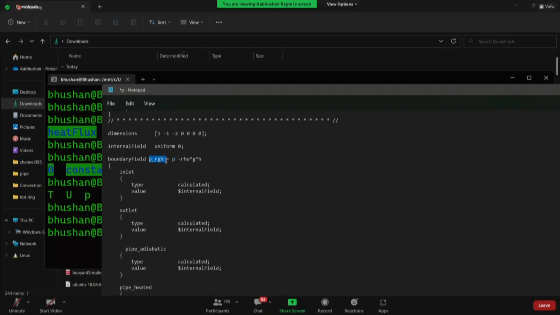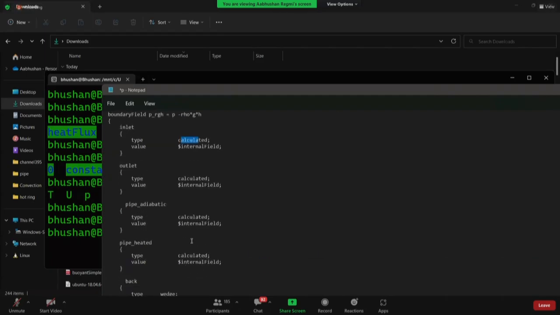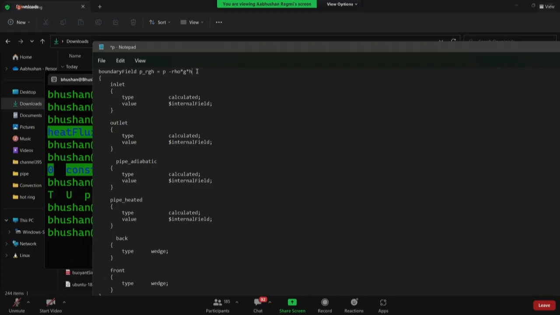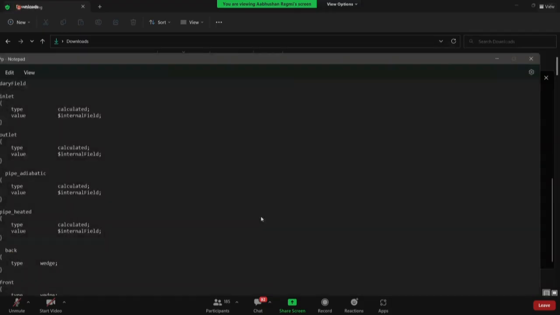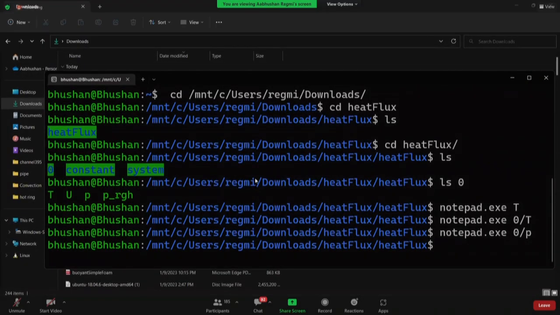Now we know p_rgh, and using rho, g, and h, we are going to find out p. This is how the calculated boundary condition works. So we are giving the calculated boundary condition in all the patches except for back and front, which is our wedge patch. I'm just going to remove it. And okay, now we are going to see velocity.